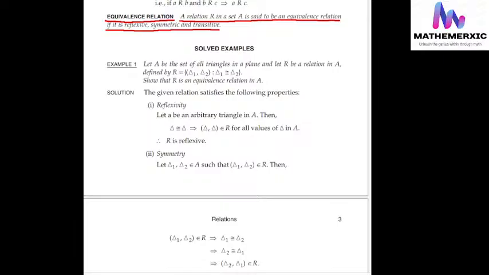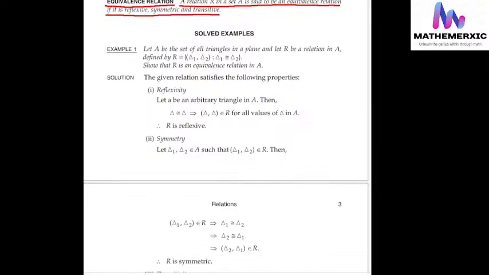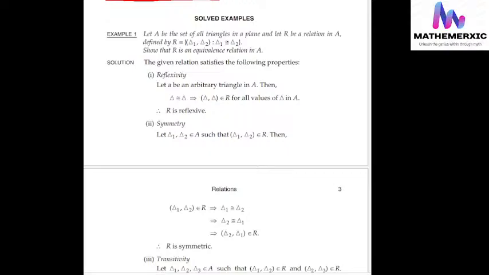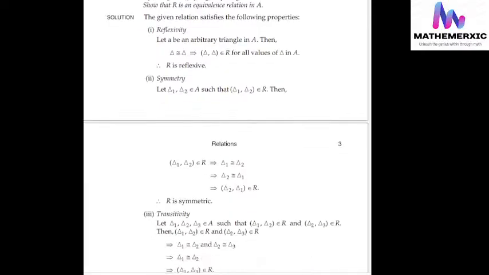Symmetry: let triangle 1, triangle 2 belong to A, such that (triangle 1, triangle 2) belongs to R. Then this implies that triangle 1 is congruent to triangle 2, or triangle 2 is congruent to triangle 1, so (triangle 2, triangle 1) belongs to R. R is symmetric in this case also.